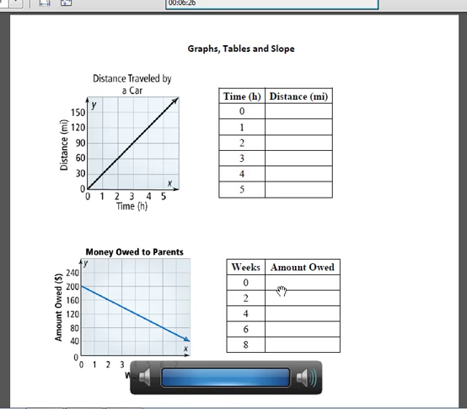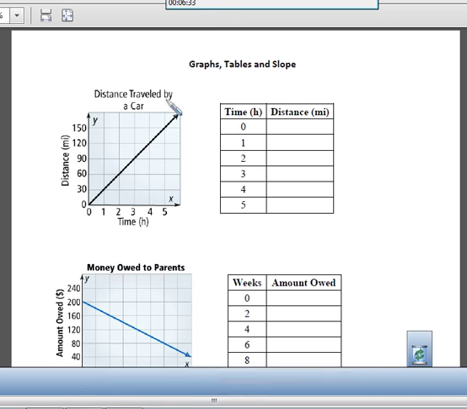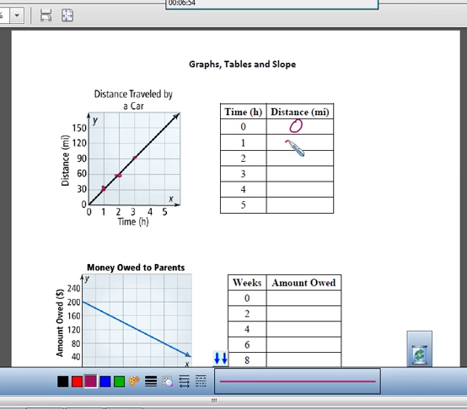Next page here. Okay, graphs, tables, and slope. So we have a graph here, and they give us a table, and these obviously go together. This is different distance traveled by a car. So we have time in hours and distance in miles. The time has already been filled in for us, going up in increments of 1. And then if you notice, the distance is increasing in increments of 30. So finish filling this in.